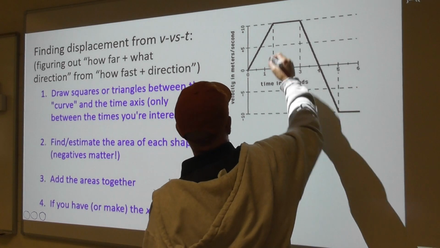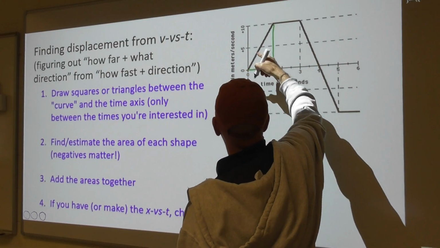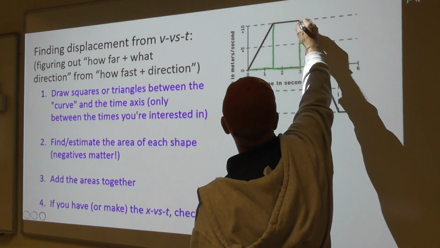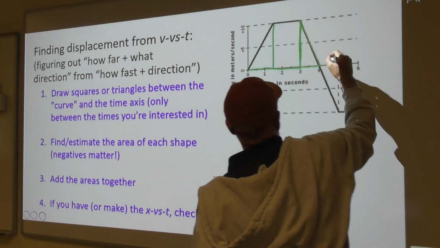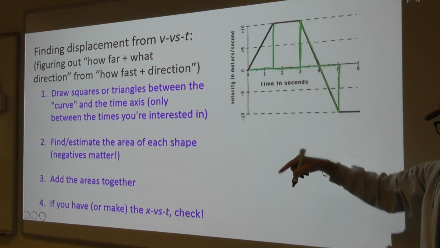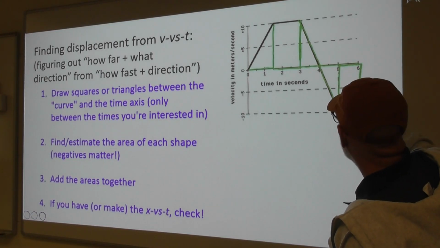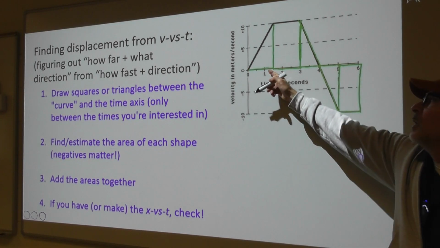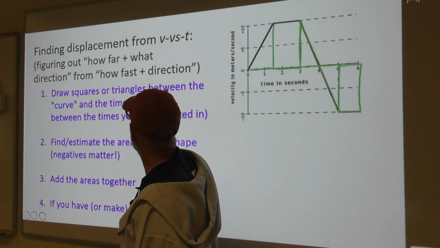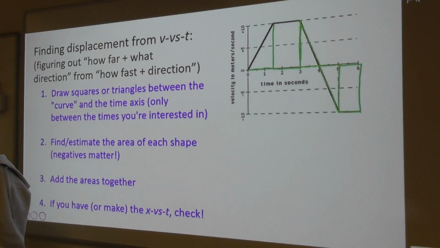So the shapes that I'm going to draw here look like this. I can make a triangle between my curve and x-axis here. I can make a rectangle between my curve and the x-axis here. Another triangle here. Another triangle here. My curve is below the x-axis, so now my shape is below the x-axis. And then there's another shape here. It's a rectangle. So I have 1, 2, 3 triangles, 1, 2 rectangles, okay? So I've drawn squares or triangles between the curve, the velocity line, and the x-axis.